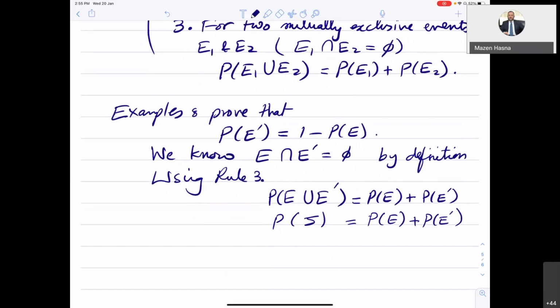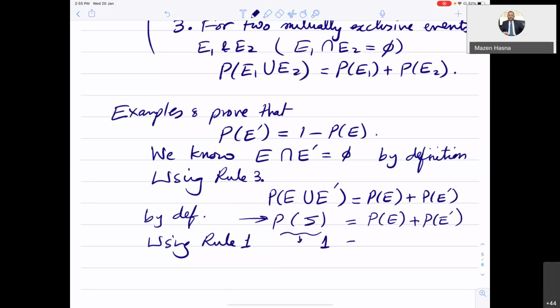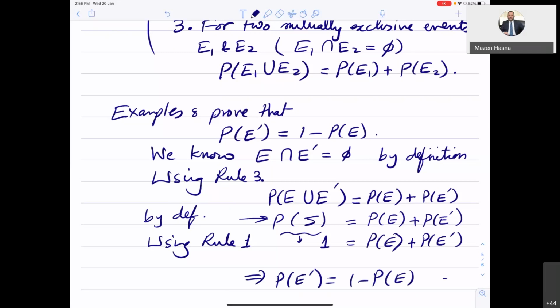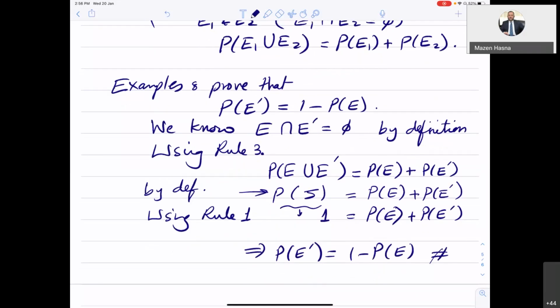So this is probability of E plus probability of E bar. Now we know using rule number 1, probability of S is 1. So 1 equals probability of E plus probability of E bar, which means that probability of E bar is just 1 minus probability of E, and you proved this relation.